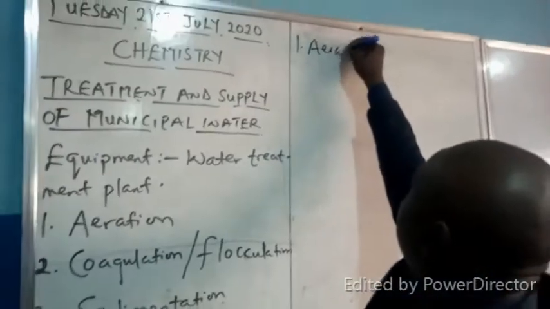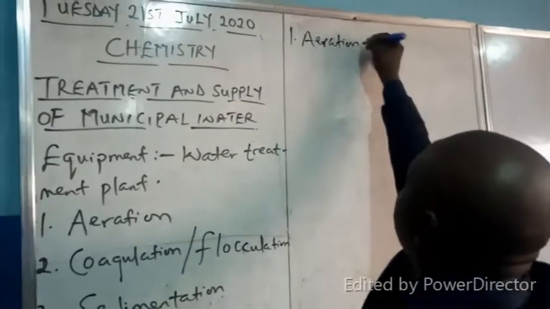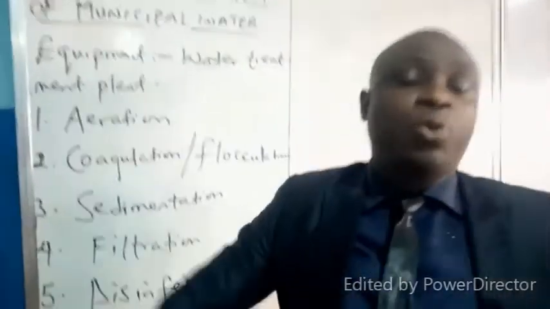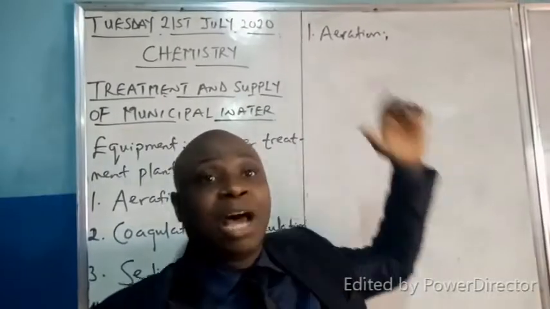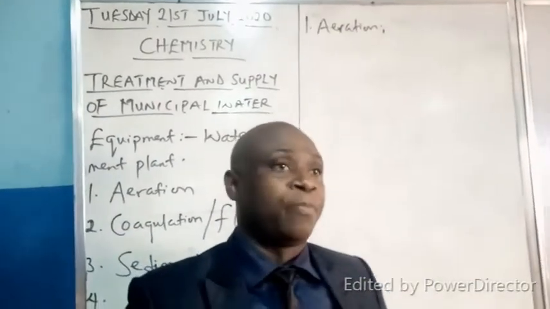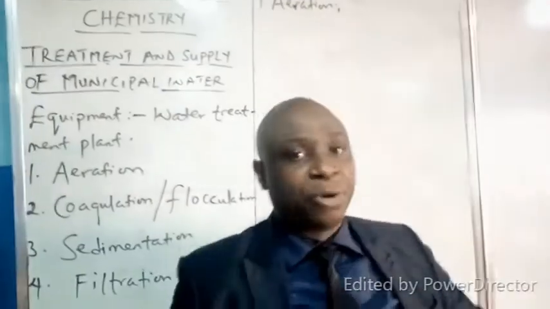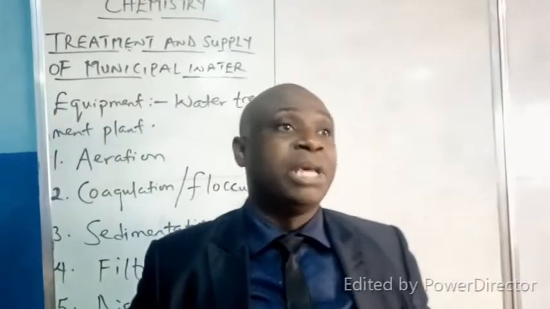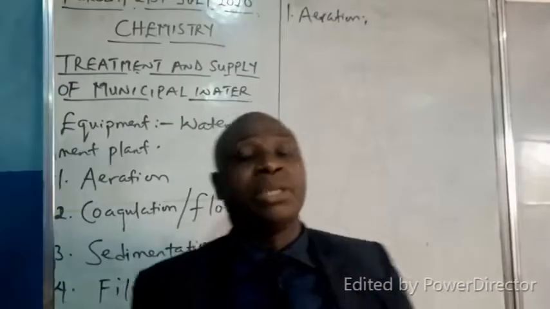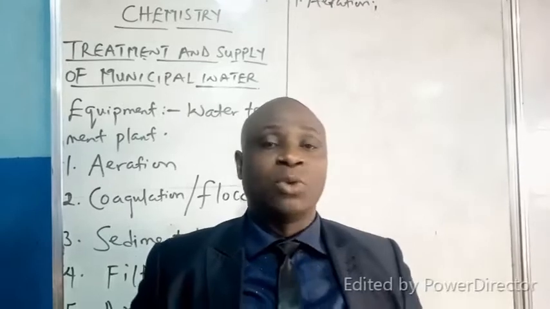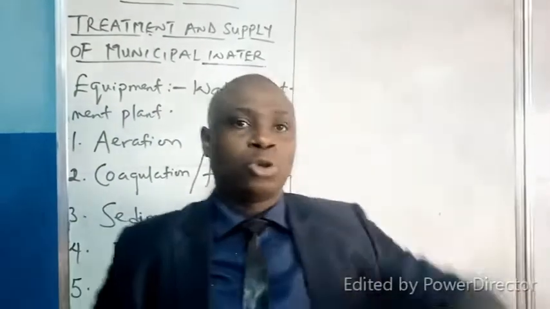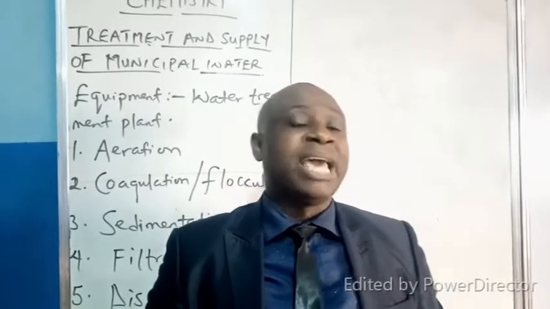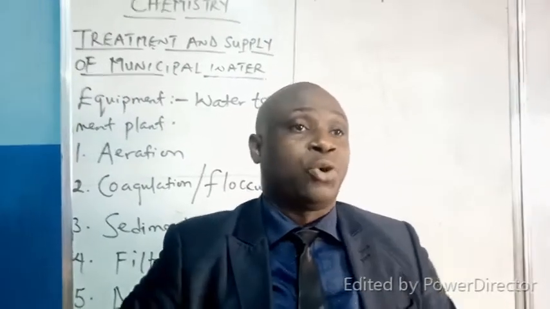In the aeration stage, there is an equipment where water is allowed to fall in steps. Now, when the water is taken from the natural source via pipes, it is let into this compartment where aeration takes place. The compartment has different steps, so the water falls through the different steps. What is the essence of this? It is to allow the mixture of air.